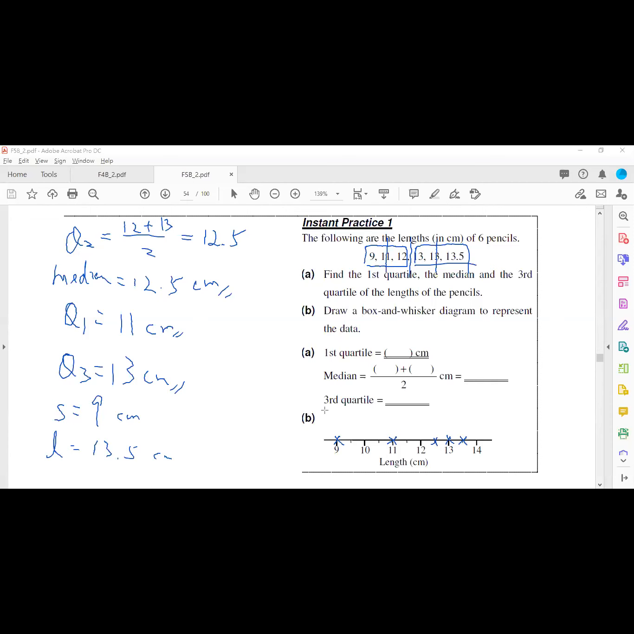5個位係咪 mark 咗喺度啊？好啦，跟住 so we need to draw the rectangle first. Draw the rectangle from the Q1 to Q3 like this, and then draw a straight line. 等陣啊 straight line on the Q2 like this, and then we need to extend the tail to the left, okay, to the smallest datum, and extend the tail to the right on the largest datum.